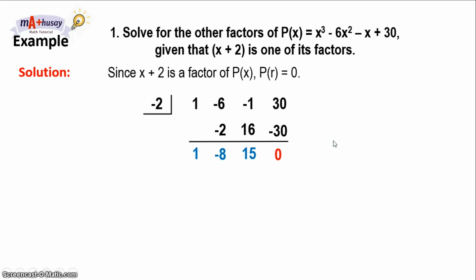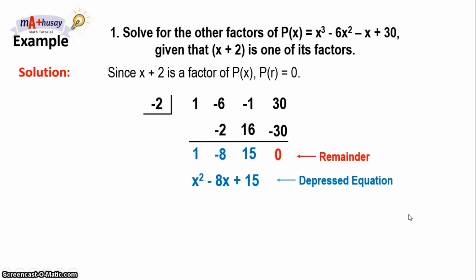We know that x plus 2 is a factor of p of x. That's why the remainder is 0. From here, we can write our quotient. When you divide p of x by x plus 2, the quotient is x squared minus 8x plus 15. The quotient is sometimes called the depressed equation, since we can still factor this out, right? So the remainder is 0, knowing that x plus 2 is a factor of p of x. Now we will factor the depressed equation.